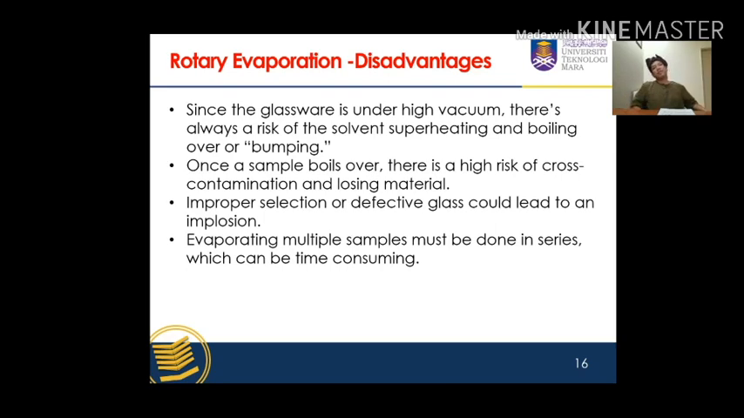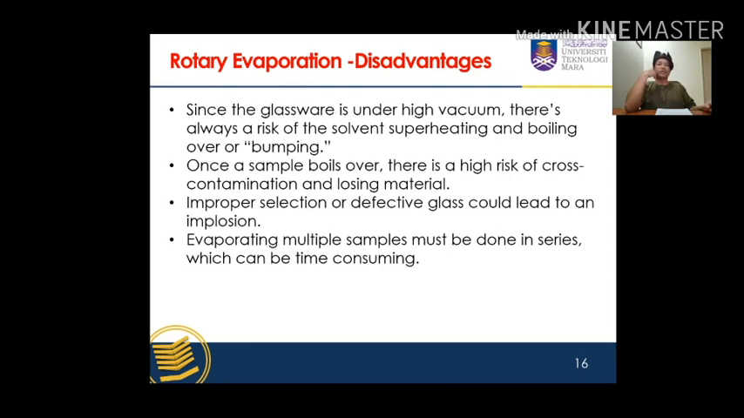A rotovap works by placing the sample under vacuum, thereby lowering the boiling point of the solvent. However, since the glassware is under high vacuum, there's always a risk of solvent superheating and boiling over, or bumping. Once the sample boils over, there is a high risk of cross-contamination and loss of analyte. There's also a safety concern regarding the glassware. If we use improper or defective glass, it will lead to an implosion.